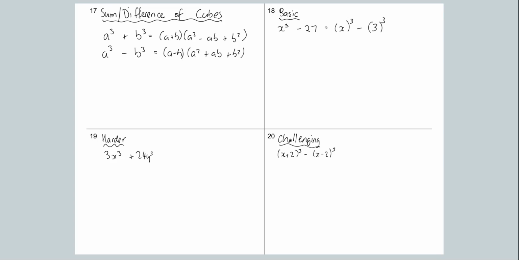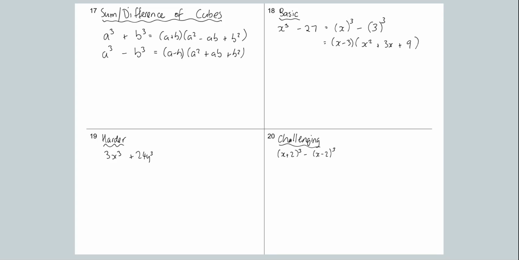Once you've identified the first term and the second term, it's about applying the rule. So that's x minus 3, x squared plus 3x plus 9, which is 3 squared. Done. Okay, let's look at the harder example.